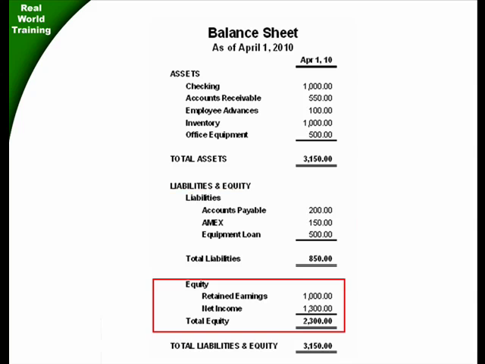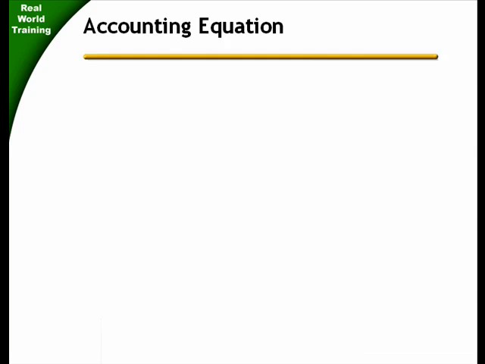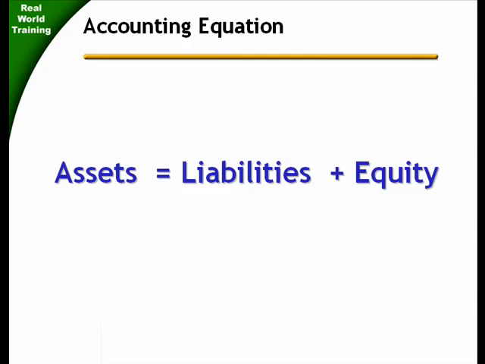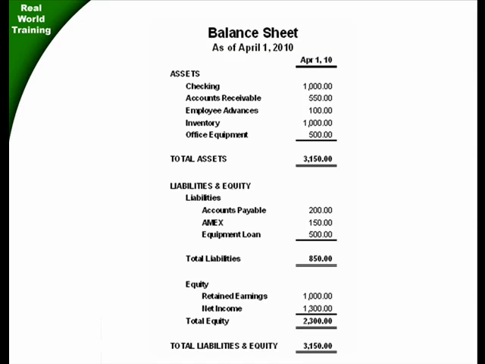Equity shows what the business is really worth. If you sold the business, you would sell the assets and use the money to pay liabilities. The money you have left is equity. Here's the concept used in accounting. What you own is equal to what you owe, plus what's left over for the owners. This is called the accounting equation. Assets equals liabilities plus equity.